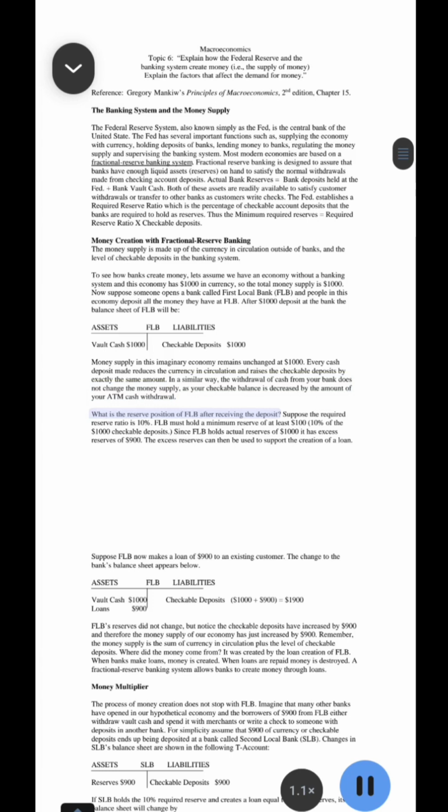What is the reserve position of FLB after receiving the deposit? Suppose the required reserve ratio is 10%. FLB must hold a minimum reserve of at least $100, 10% of the $1,000 checkable deposits. Since FLB holds actual reserves of $1,000, it has excess reserves of $900. The excess reserves can then be used to support the creation of a loan.